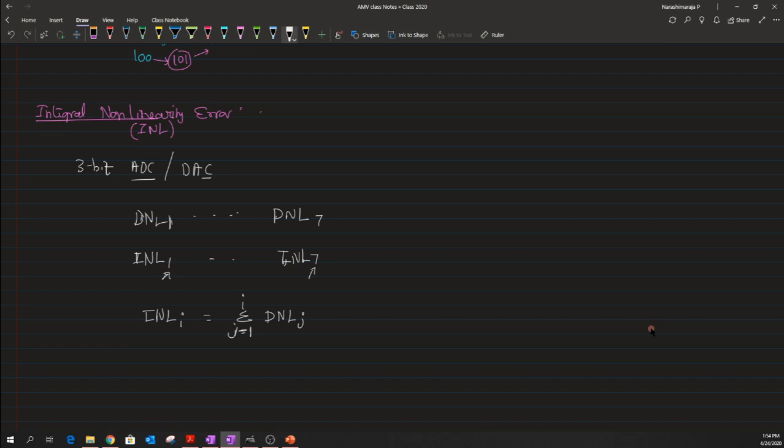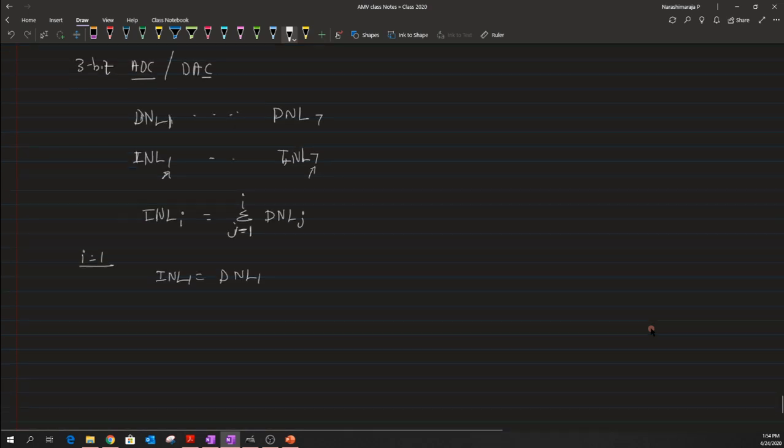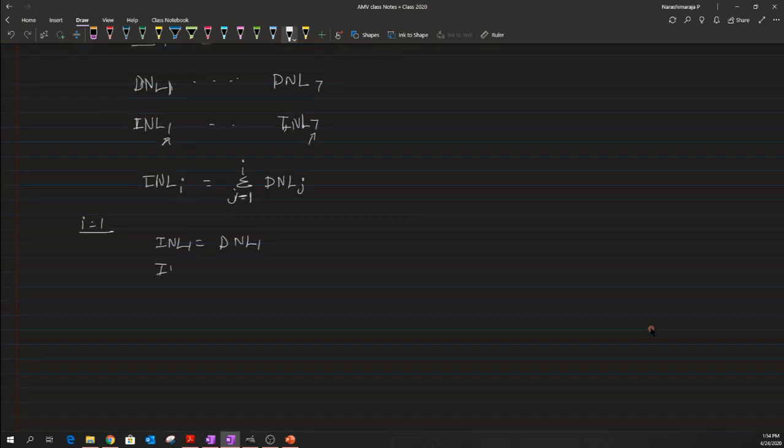As you can see, say for example, if the index value of I is equal to 1, then the INL of 1 would be exactly equal to DNL of 1. Whereas when you have an INL of 2, then the sum should start from DNL of 1 plus, since the current value of I is equal to 2, it runs all the way to DNL of 2. So this is how the INLs are being computed.